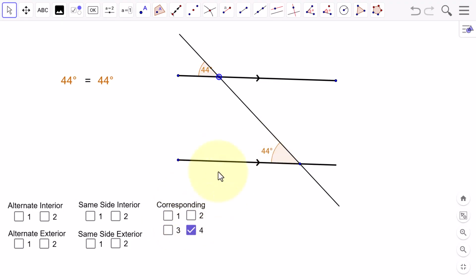Alright, so that is corresponding angles. If you want to see alternate angles, just click on alternate. You see, these are alternate angles. One thing about corresponding and alternate is this.